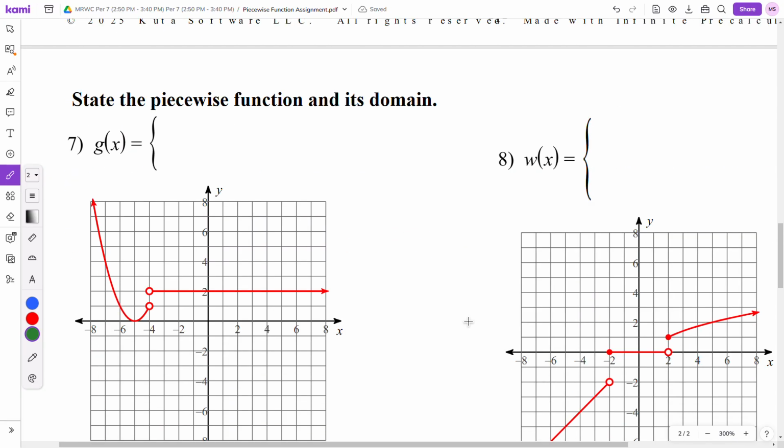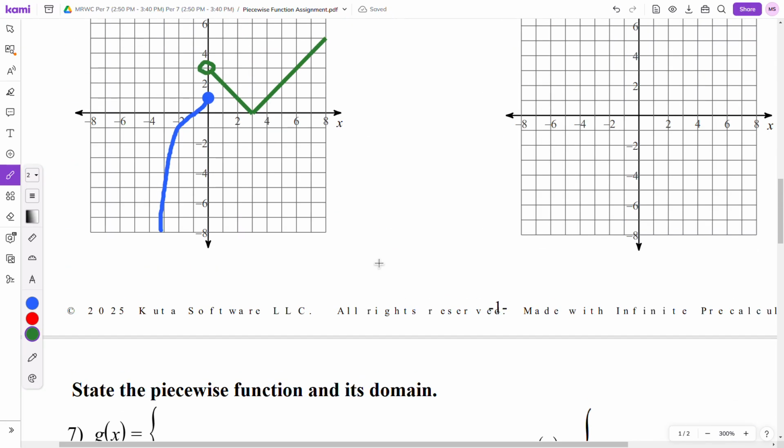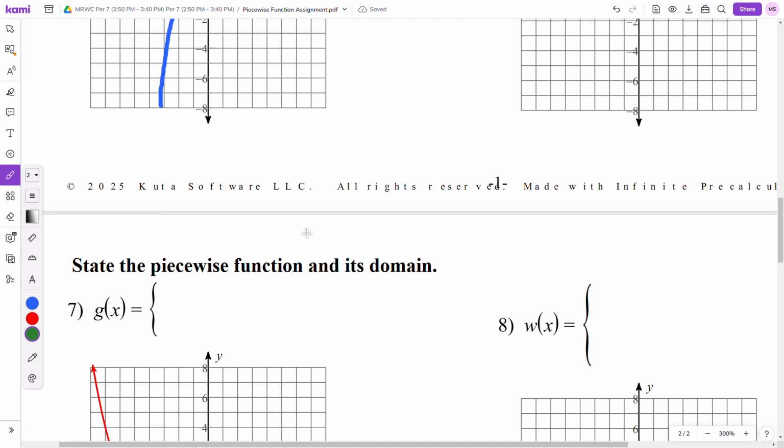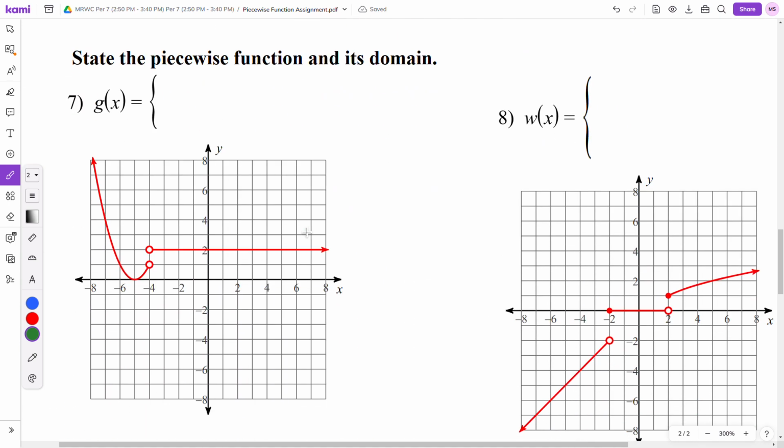Do we have any harder ones? Oh, let's go the other way around. So we've done a lot of ones where we have to do the graph. But what if we're given the graph and we have to write the piecewise function? That's a fun one. Well, let's do that.